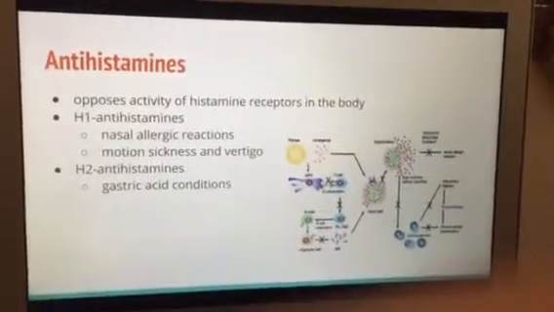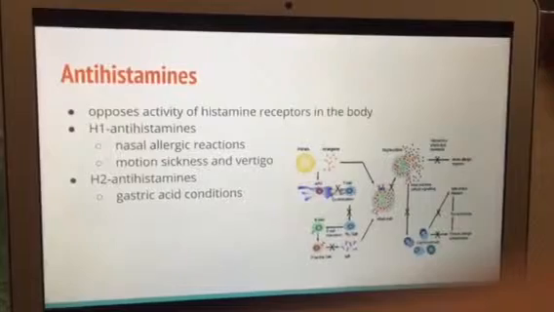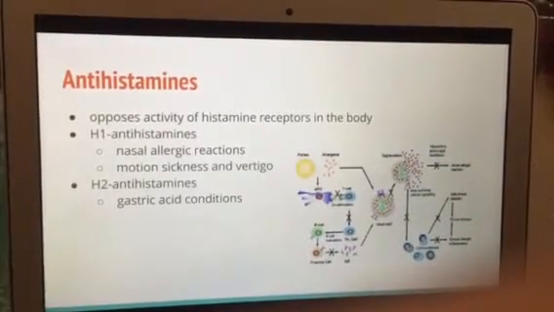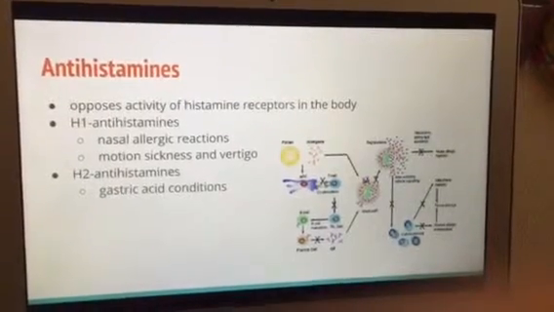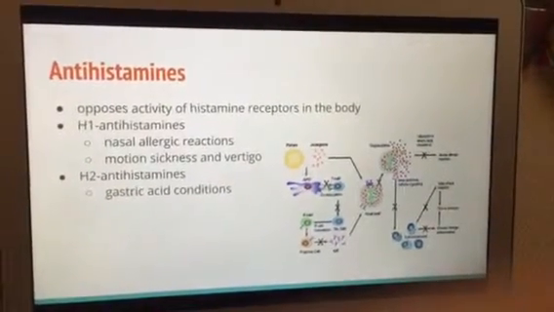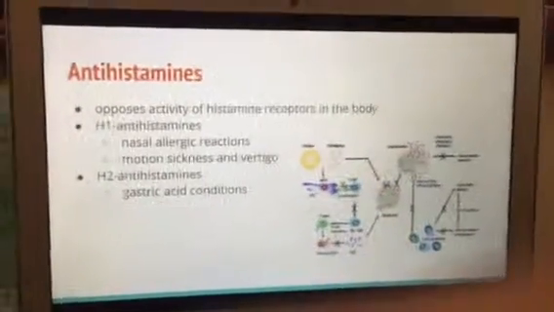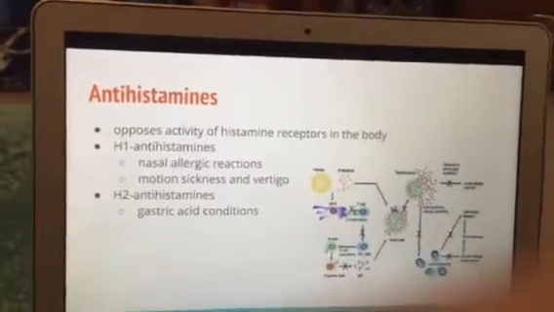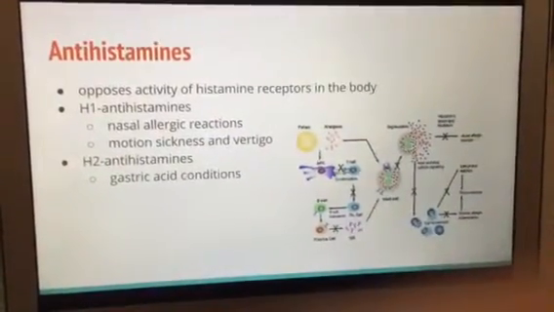Finally, antihistamines can oppose the activity of histamine receptors and block the effects of histamine in the body. The two main types of antihistamines are the H1 antihistamine and the H2 antihistamine. H3 and H4 antihistamines are being studied, but they're not as well known or as well used.